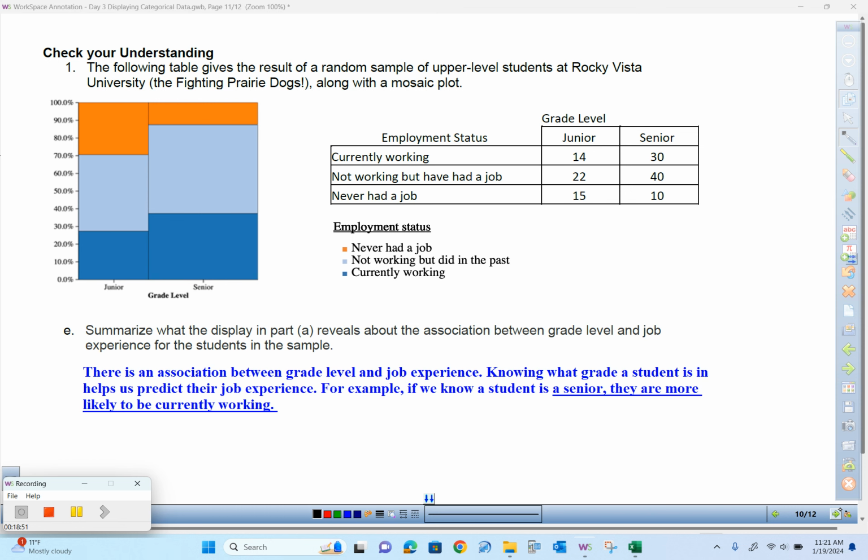The last question on there was an association between grade level and job experience because knowing what grade a student was in helps us predict their job experience. So you would give me some example. You would say, yes, there is an association, and give me an example. If we know they're a senior, then they are more likely to be currently working. I could say, if we know they are a junior, they are more likely to never have had a job. Something that's obvious. These are roughly the same size from one to the other, so that wouldn't be a good chunk to use.